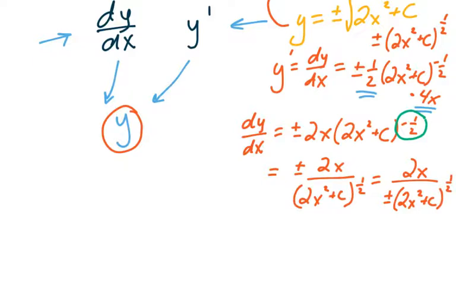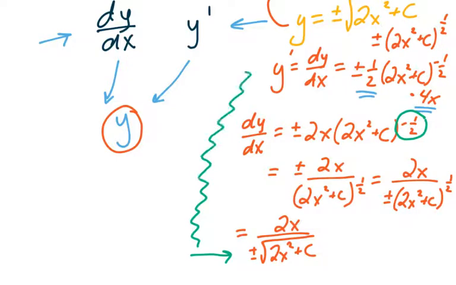And then remember, what's the 1/2 power? That's the square root of 2x squared plus c. So really, dy/dx is 2x over plus or minus the square root of 2x squared plus c. Now, take a breather. Does that denominator look kind of familiar to you at all? Have we seen that somewhere before?